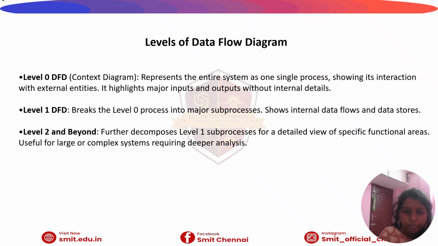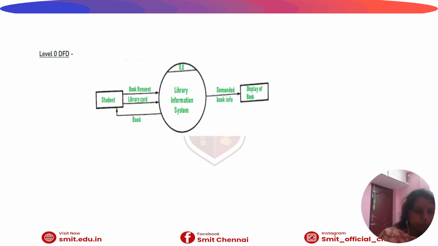In the levels of data flow diagrams, there are three levels: level 0, level 1, level 2. In level 0, we specify the entire system. In level 1, we break down level 0 and provide the processes and describe the sub processes. In level 2, we decompose level 1 into a detailed view of its functional areas.